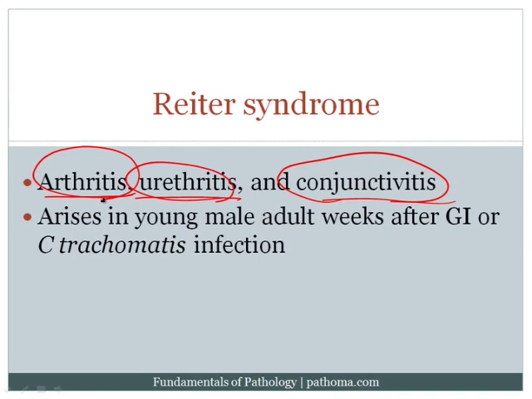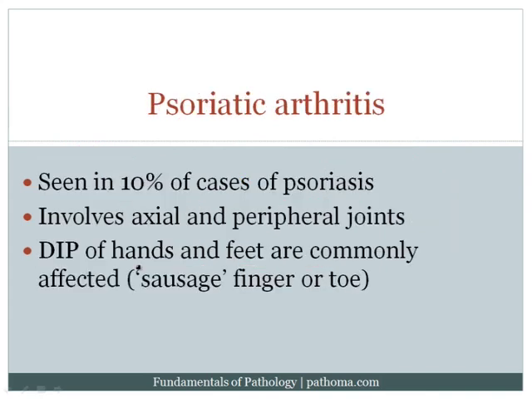Now, this will usually arise in young male adults weeks after a GI or a chlamydia infection. Psoriatic arthritis is an arthritis seen in 10% of cases of psoriasis. It involves the axial and the peripheral joints, and one of the key findings with involvement of the peripheral joints is that the DIP of the hands and the feet are commonly affected, and this results in something called a sausage finger or a sausage toe, which is particularly high yield for board exam purposes.